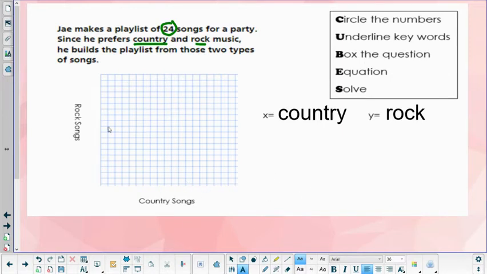Okay, so we need to list all of the possibilities that we could have for this. He has 24 songs that he could do. We also need to put labels here. So think logically. In this case, does it make sense to have negative numbers? Would he put negative country songs on there or negative rock songs? No.